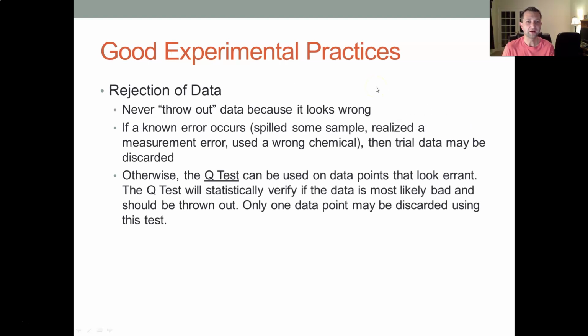Okay. Last bit of this lesson here, just on some good experimental practices. Sometimes you go through a lab and things are going great, and then you come up with a data point that is really far off from your other ones. You're like, oh, that doesn't look good at all. What do I do with this? This discussion is about rejection of data. What do you do if you have a data point that looks wrong?